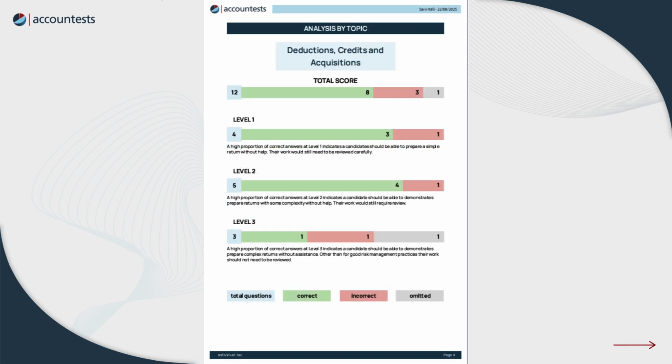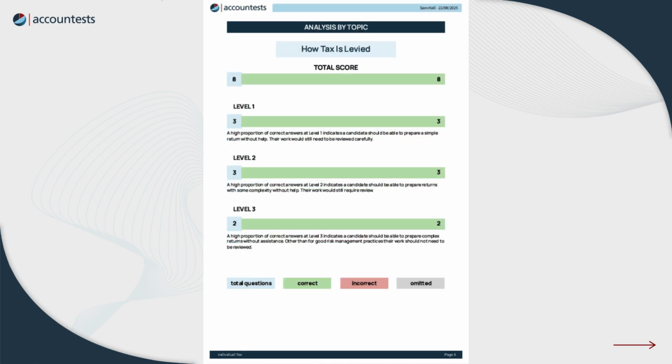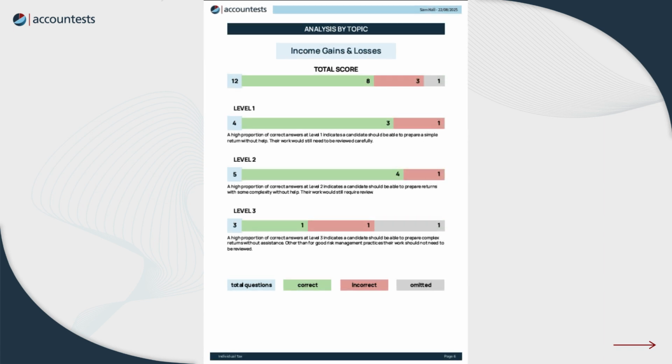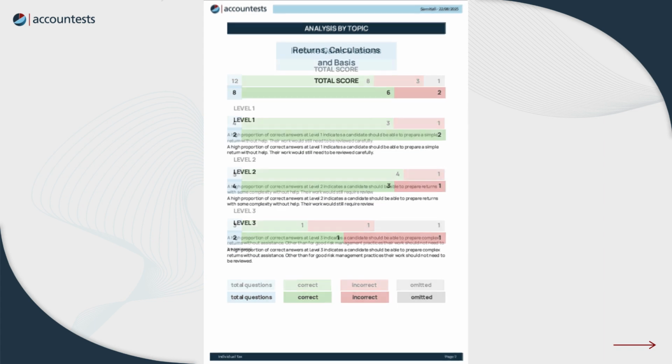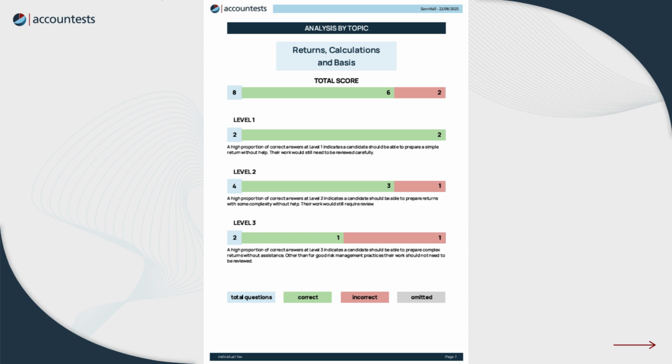If we then go through to the next few pages, these give you some analysis of the answers based on different areas of tax. There may not be a lot of additional information you get from this, because in essence a candidate needs to know all of these to prepare a return or provide advice, but it could give you some good insights into where you might want to focus training if there's particular areas where they've done poorly.